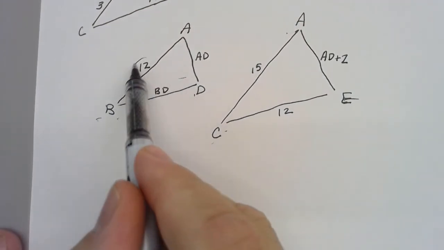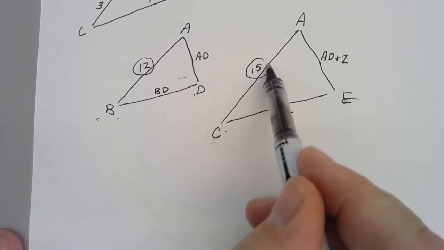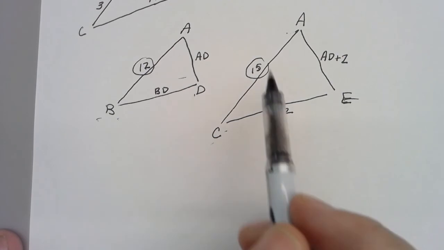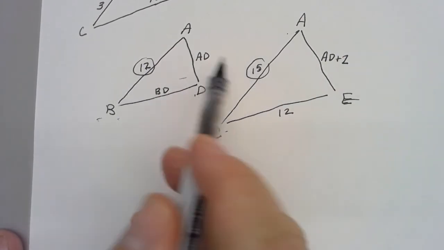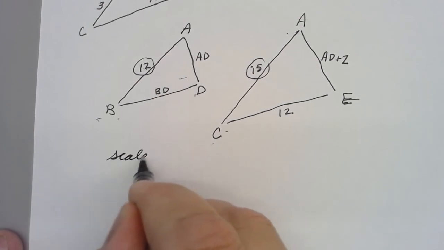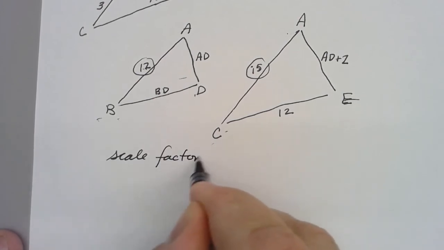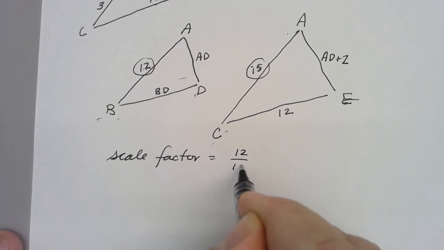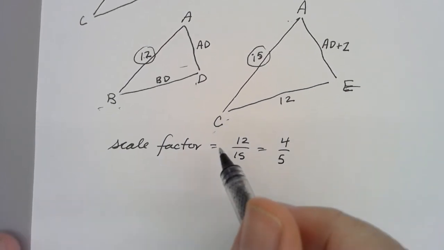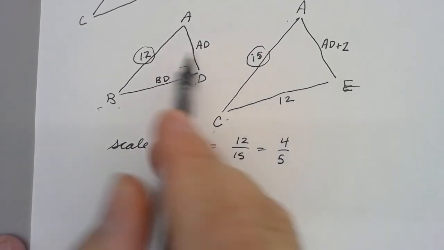The key to this is now I can see how things correspond. 12 corresponds with 15, BD with 12, so on and so forth. So now I can read my scale factor. My scale factor is 12 to 15, which reduces to 4 to 5. So now, just like in the last example, I can set up proportions and solve.